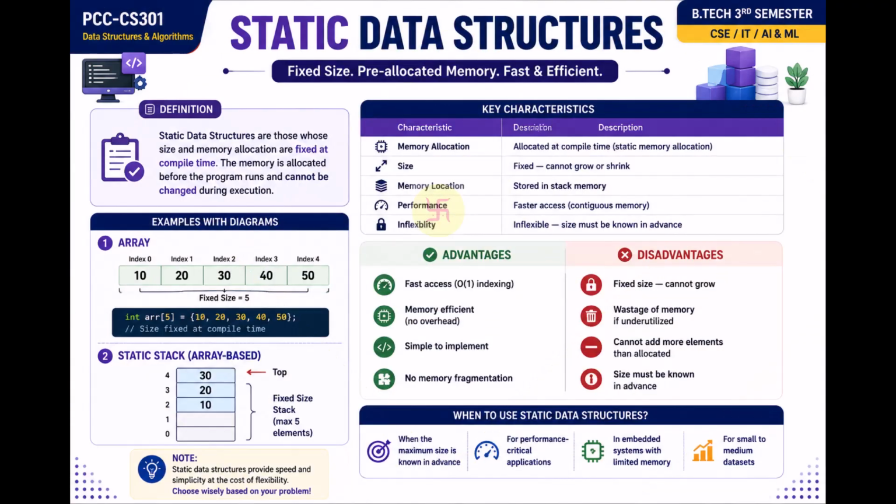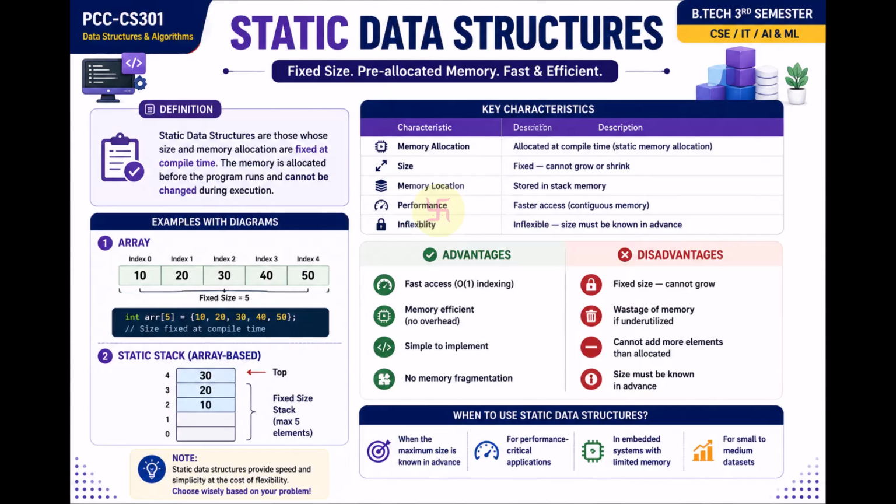The main idea is very simple, their size is fixed. Memory is allocated before the program actually starts executing, and once the size is decided, it generally cannot grow or shrink during execution. The most common example is an array. Suppose we create an array of size 5. We have space for exactly 5 elements.